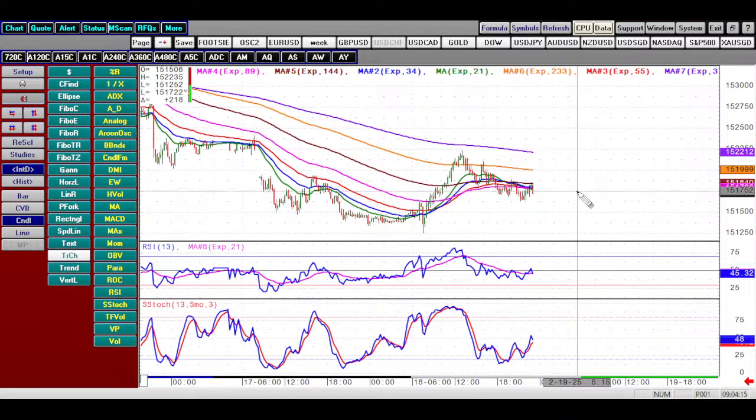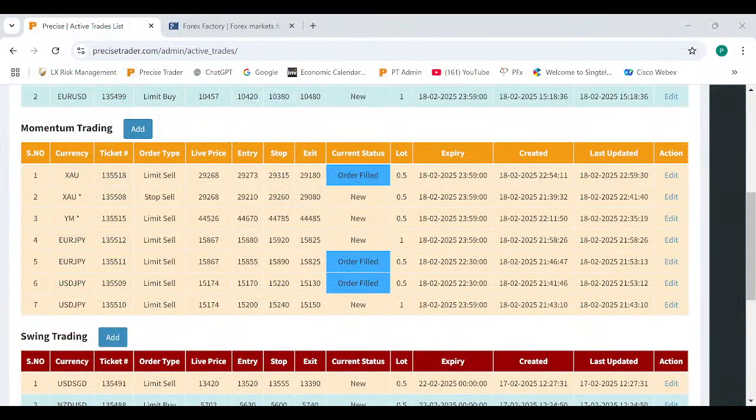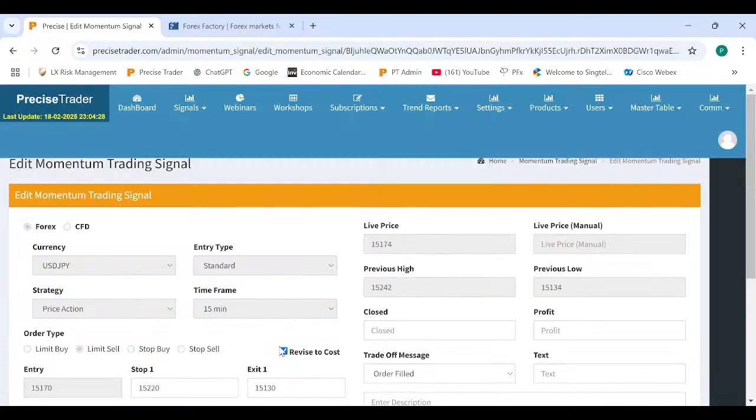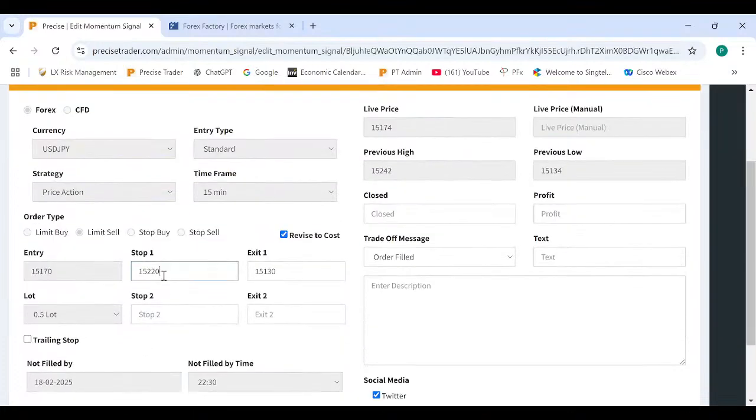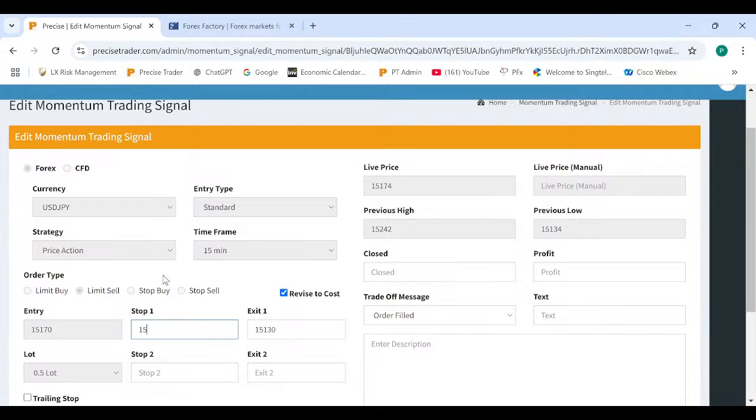Okay, so what I'm going to do is, since I'm going to log off, this 52 I leave it. So now the stop I want to lower it. Since I'm logging off, I have to take some action. So instead of 5220, I'll reduce my stop to 5195.